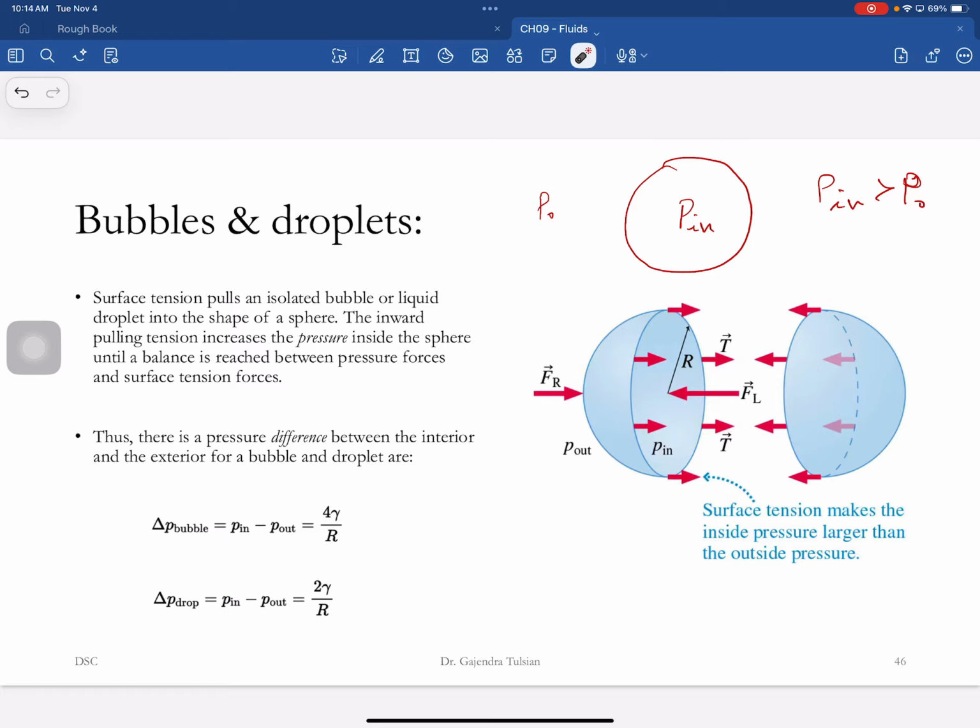And for a drop, for instance, if this was a drop, a bubble has 2 surfaces. It has molecules on the top surface and the bottom surface. But if you have a liquid, then you have molecules only on one surface. So for a drop, the pressure difference is 2 gamma divided by R. Again, the greater the radius, the smaller the pressure increase.